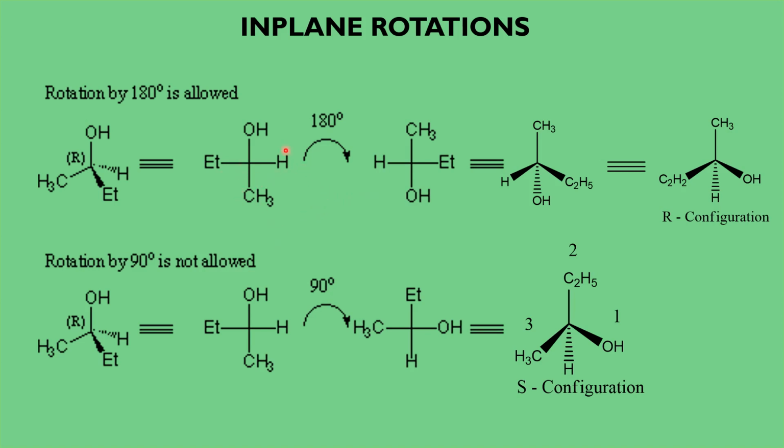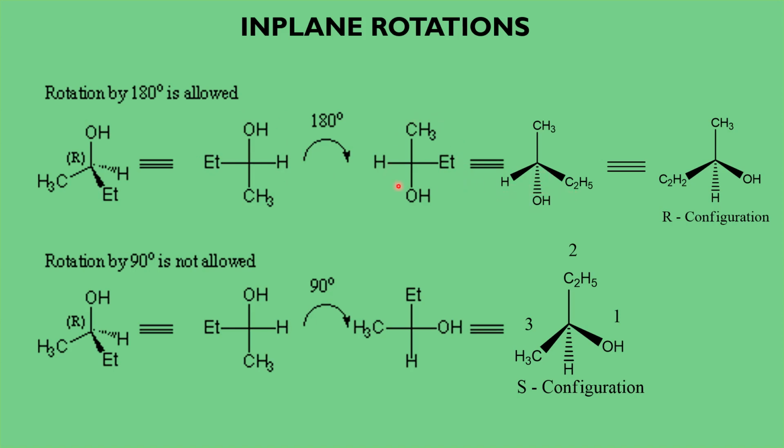So 180-degree in plane rotation is also similar to two group interchanges. OH and methyl are interchanged, hydrogen and ethyl are interchanged. So two interchanges results in retention of configuration. So a 180-degree in plane rotation is equal to two interchanges, and that retains the configuration.